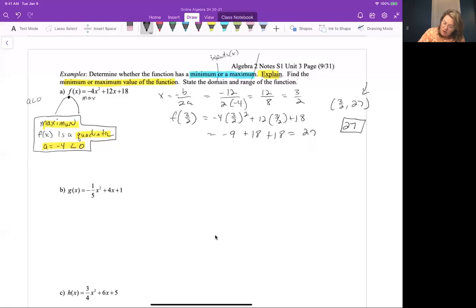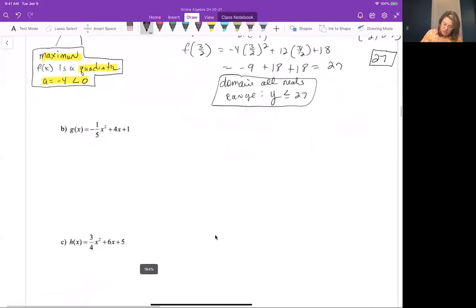My range are all my outputs, which is my y values. And so domain is all real numbers, right? All reals is how we specify that. Now range, however, does not. It actually has a value. So because I have a maximum, y has to be less than or equal to 27. Okay, so there's my 3 answers to that question.